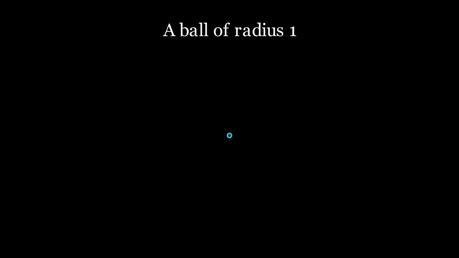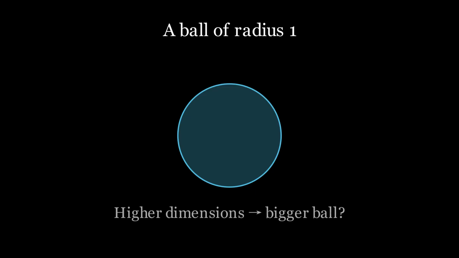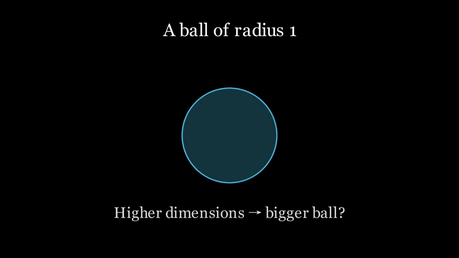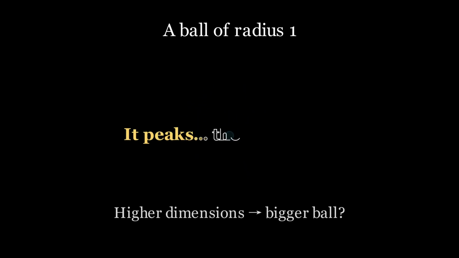Last time, we saw that high-dimensional space is mostly empty, with everything crushed against the edges. Now let me prove it with a ball. Take a ball of radius 1. In 1 dimension, it's just a line segment with size 2. In 2 dimensions, a disk with area about 3.1. In 3 dimensions, a sphere, volume about 4.2.